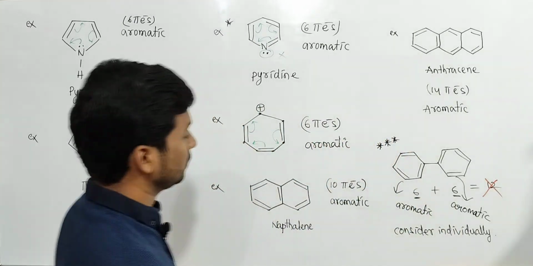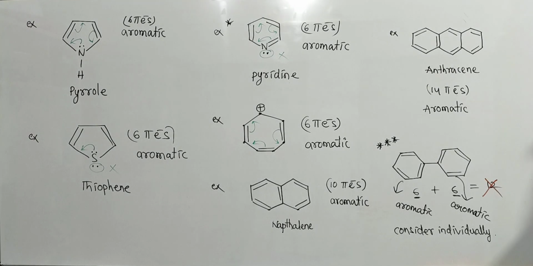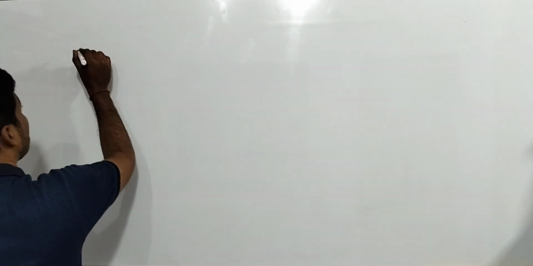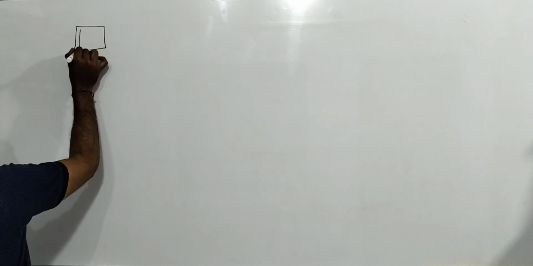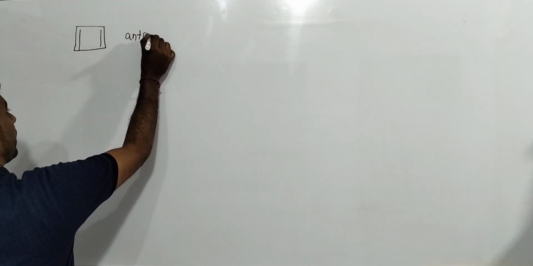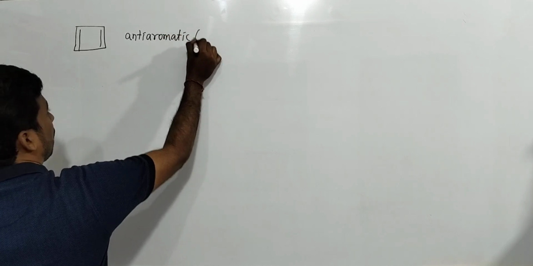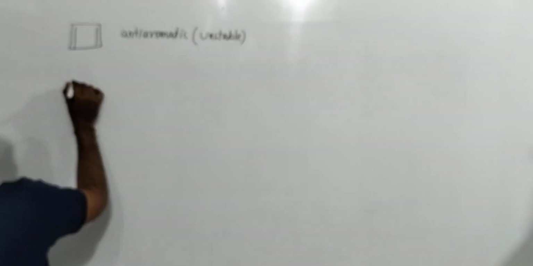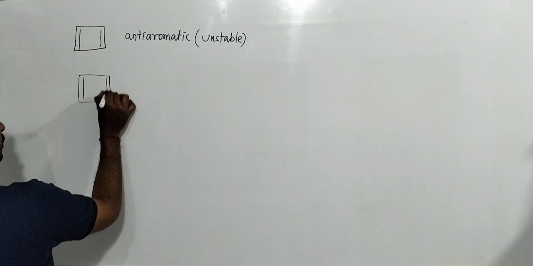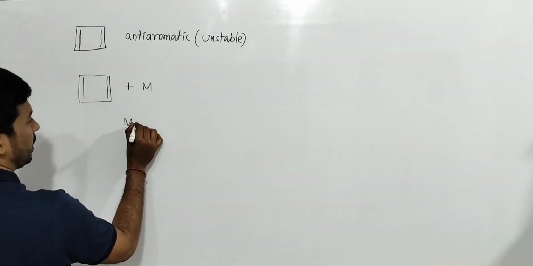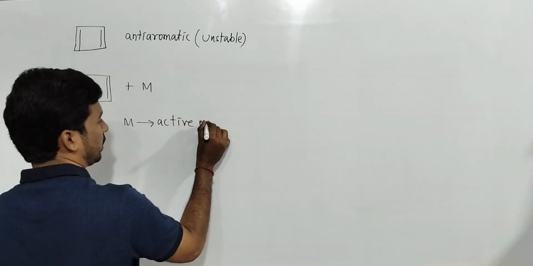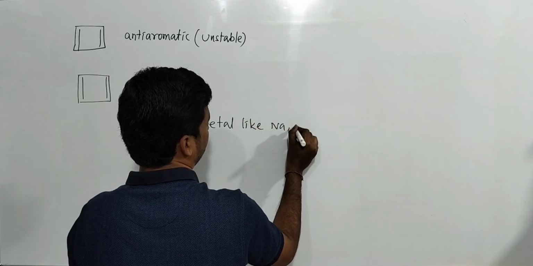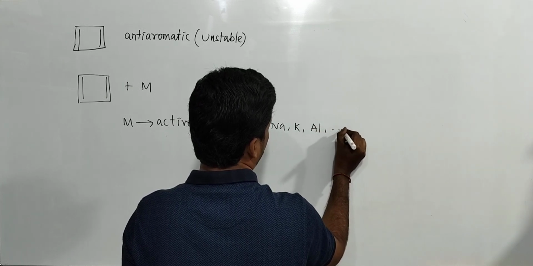So thus we can explain aromatic and non-aromatic compounds. We can understand this concept. Take this one. Anti-aromatic compounds are unstable, for example cyclobuta-1,3-diene. Is it anti-aromatic or not? Yes, this is anti-aromatic. Anti-aromatic means unstable. Since it is unstable, it can easily react with active metals. M is an active metal, like sodium, potassium, aluminium, iron, etc.